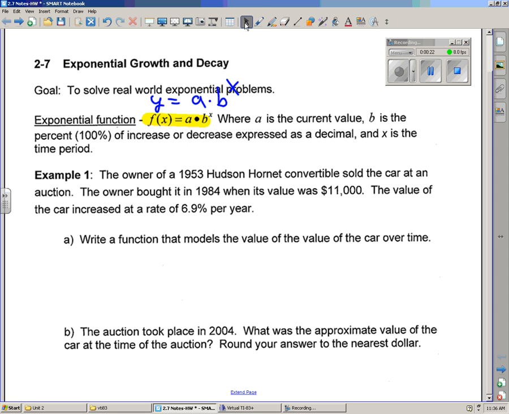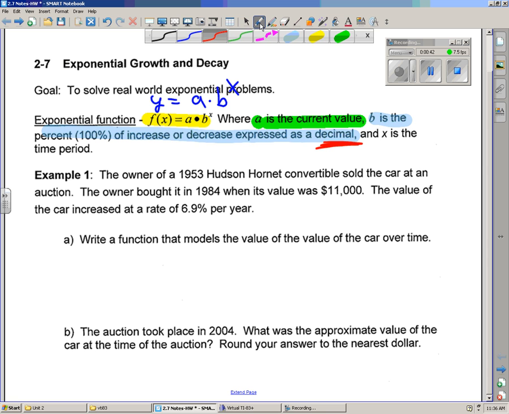It's an exponent. The value of a is going to be whatever you start out with. It's the current value. B stands for whatever the percent of increase or decrease is, but you have to write that as a decimal. This part is a big deal. The percent of increase or decrease has to be written as a decimal. And then x is going to be your time period. And that's always going to be your exponent. So here's the first example.